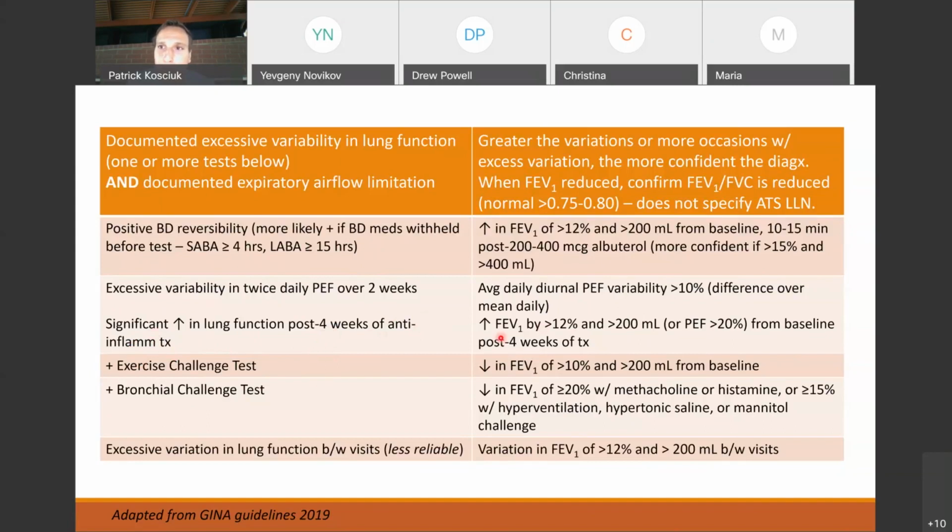And if you actually see your improvement in your FEV1 during this time, that might be helpful to say they might have more likelihood of asthma. As we look at other tests that we have available to us, we have both direct challenge tests and indirect challenge tests.